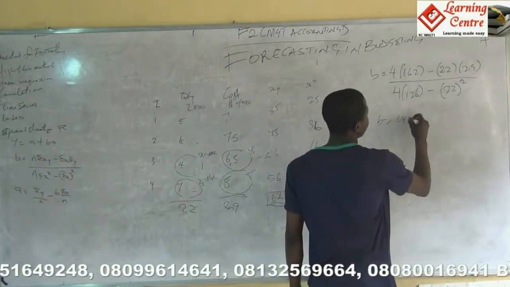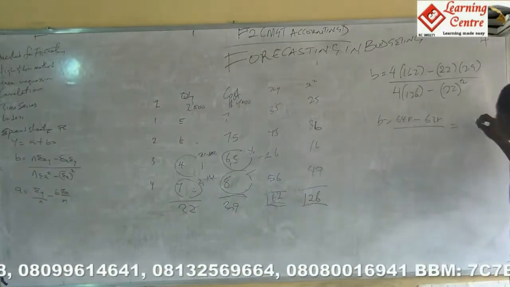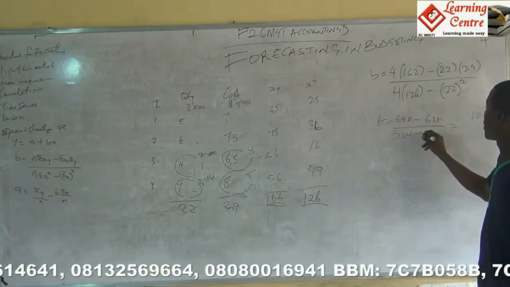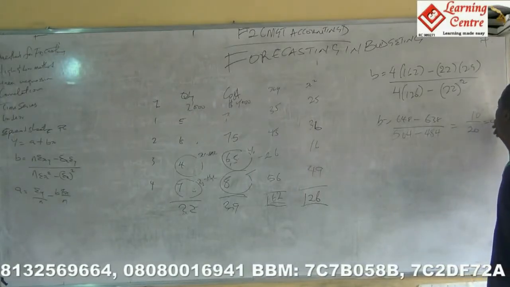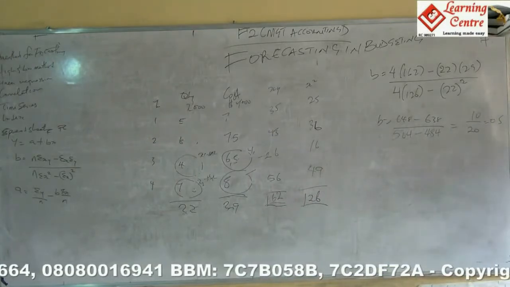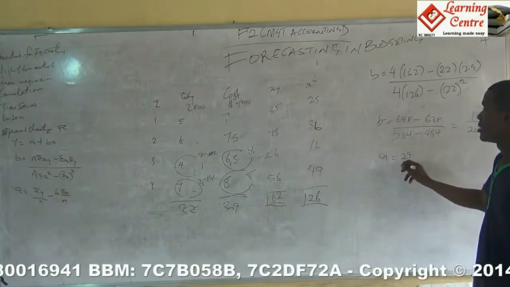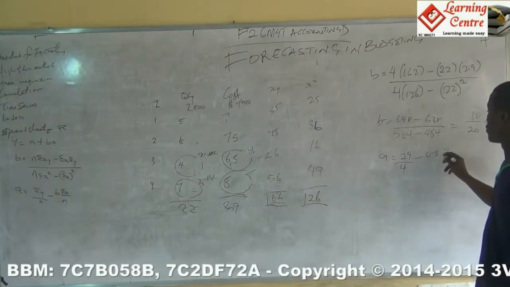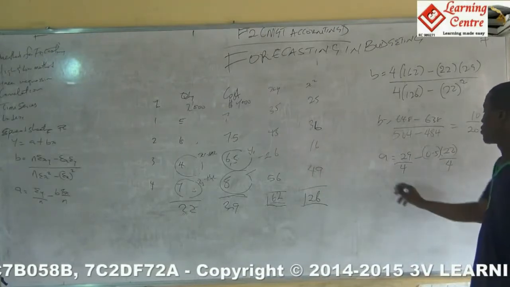Six, three, eight. Divide by 5 minus 4 = 4. Divide by what? 20, because it was 0.5. So if that's the case, then A will be equal to what? 29 divided by what? 4 minus 0.5 into what? 22 divided by what? 4. So this will give us what?